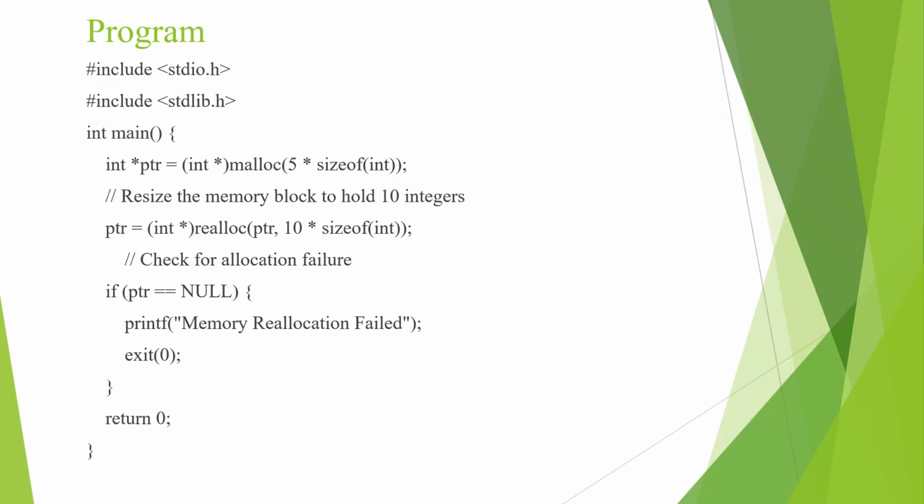In this program, we can see first memory is allocated using malloc. After that, it is resized using realloc(ptr, 10 * sizeof(int)). Again, always check if the returned pointer is null. If it is null, memory allocation has failed.